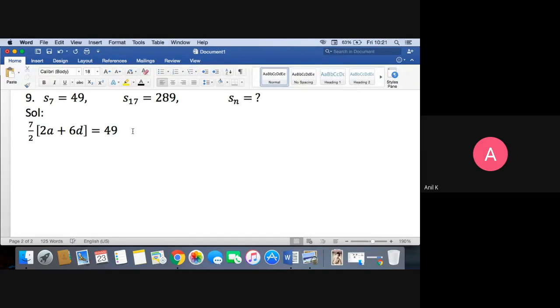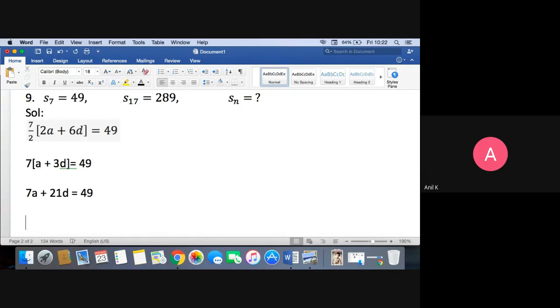Let me simplify further. This 2 I'll send inside the bracket, 7 into. Now 2a upon 2 is a, plus 6d upon 2. 2 cancels in 6 three times, so it is 3d, which equals 49. Next step, open the bracket. 7 into a is 7a plus 7 into 3d, that is 21d, equals 49.